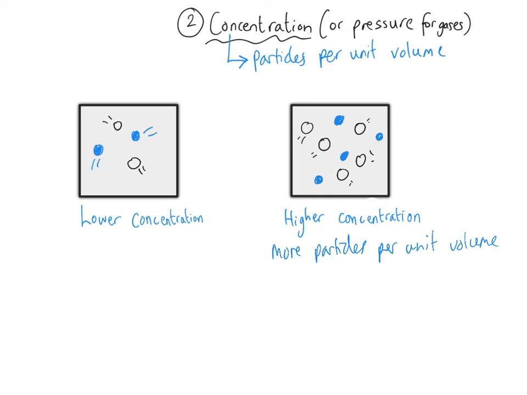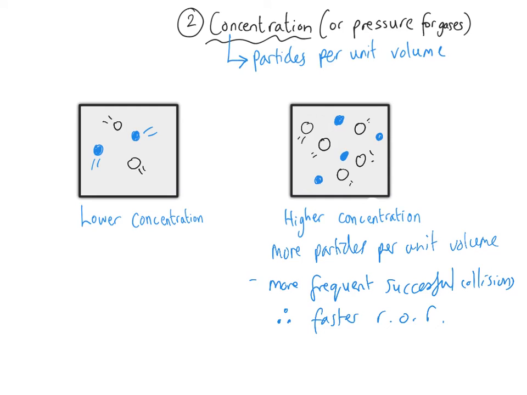The chances of a successful collision are going to be greater, and so the language we should use is more frequent successful collisions. And because of that, it will therefore be a faster rate of reaction. And it's the exact same idea with gases, only we're talking about pressure. And so if we increase the pressure for gases, what we're doing is putting the particles more squashed together.